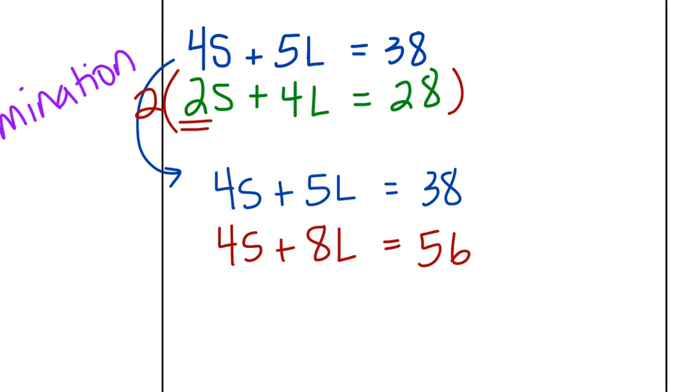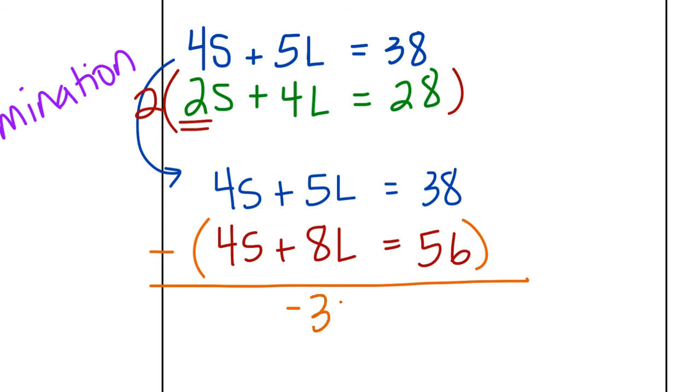So now I'm going to eliminate the S's because they have the same coefficient. So we're going to eliminate by subtracting. So this whole entire second equation, let's subtract. 4 minus 4 is 0, but I'm not going to write the 0. Okay, then the L's. 5 minus 8 gives me -3. And then the last part, 38 minus 56, gives us -18.